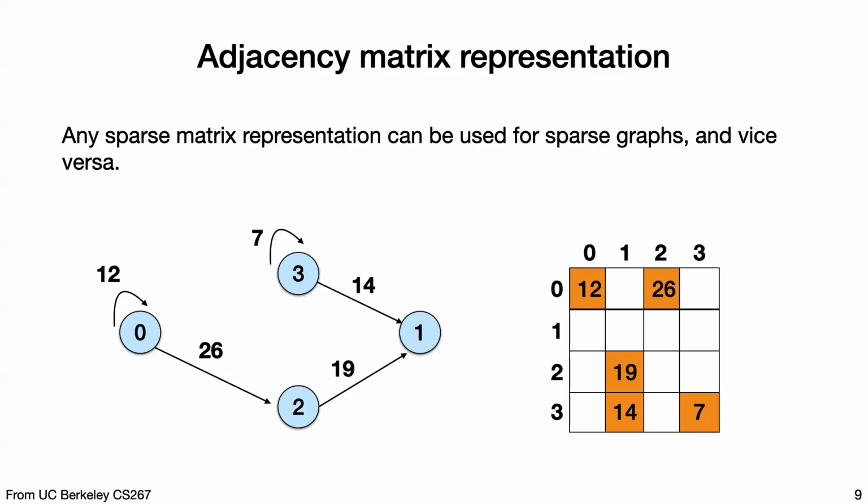And there's this duality between graphs and matrices. Any representation that you use for sparse matrices can also be used for sparse graphs, because you can store a graph as a matrix. This is just like the weights. So 0 to 2, 0 to 2 is 26.